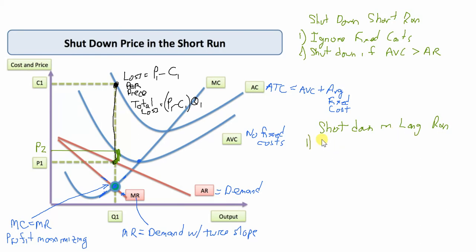So here, we definitely need to take fixed cost into consideration. And the question we have to ask ourselves is, do we make profit overall if we stay in business in the long run? So here, we're going to be looking at the average total cost. And if the average total cost in the long run is greater than the amount that we take in, it's a shutdown situation. Okay, hope that cleared some things up.